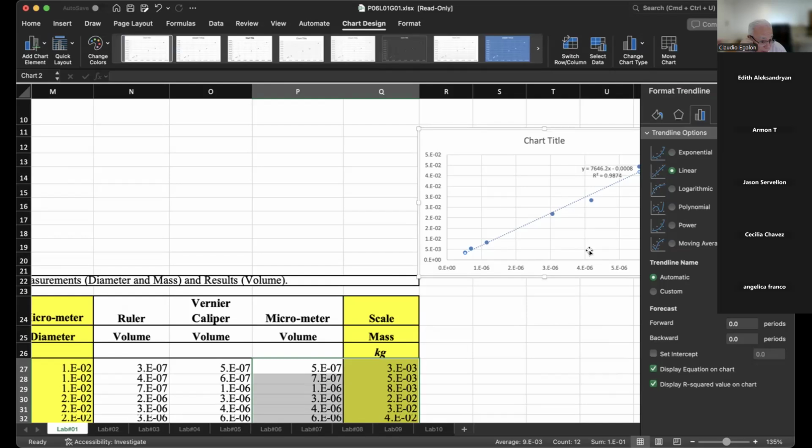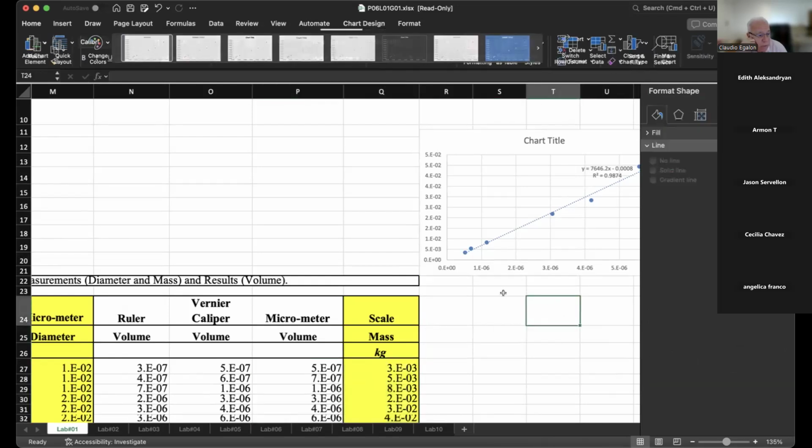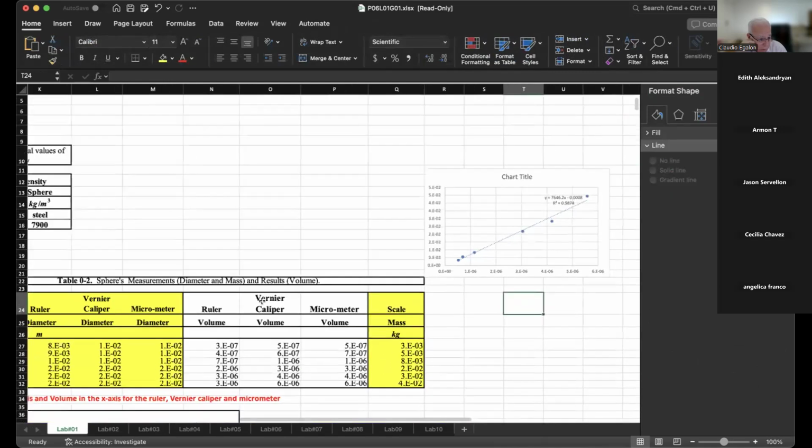Okay, now you have to figure out how to plot the mass versus the volume for the ruler and the vernier caliper. For some reason we were not able to do that, but the way to do it is to click on the command key on the Mac. Okay, but for some reason it looks like it's not working. Let's see.